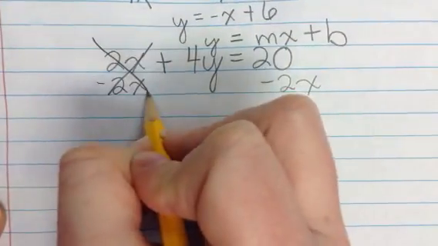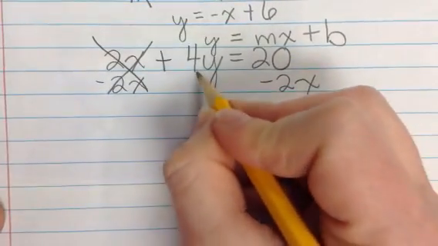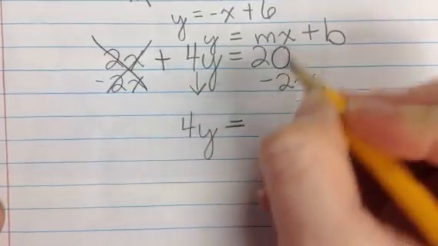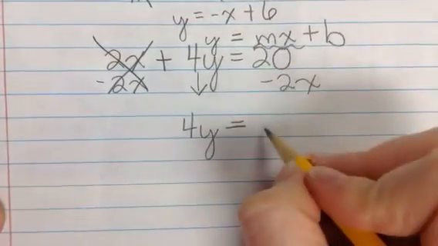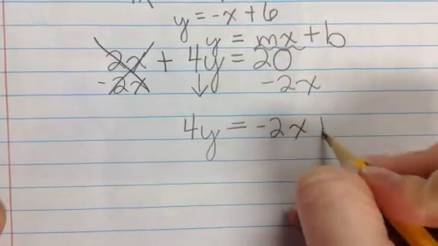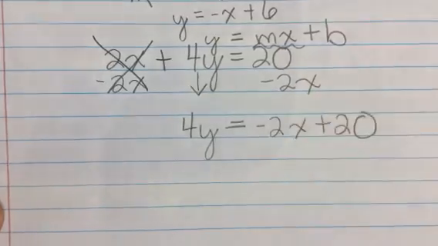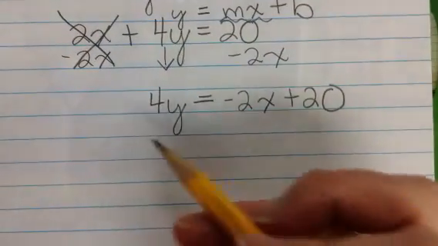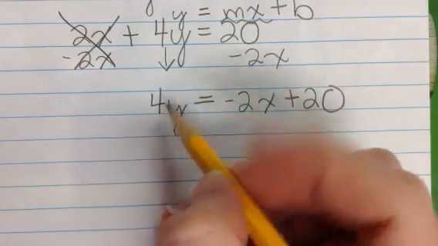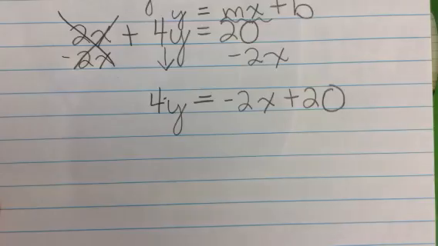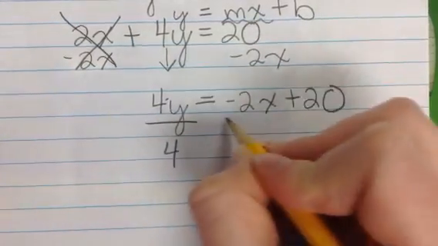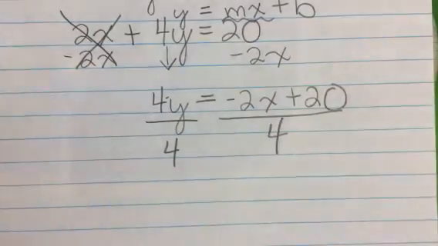Cancel your positive and your negative zero pairs. Bring down 4y equals, and I want the x term to happen first. Negative 2x. Push that positive 20 to the back. Now at least the y and the x are in the correct spot, but I don't need this coefficient. They are multiplying, so what would make the 4 go away? Divide by 4, divide by 4.